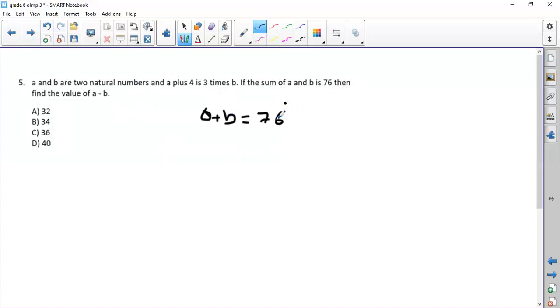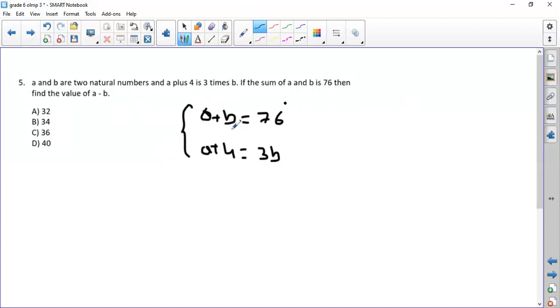Then another relation is given. What is this relation? A plus 4 is equal to 3B. So now I have two equations and I have to find A minus B. To find it, let's try to find the value of A and B.